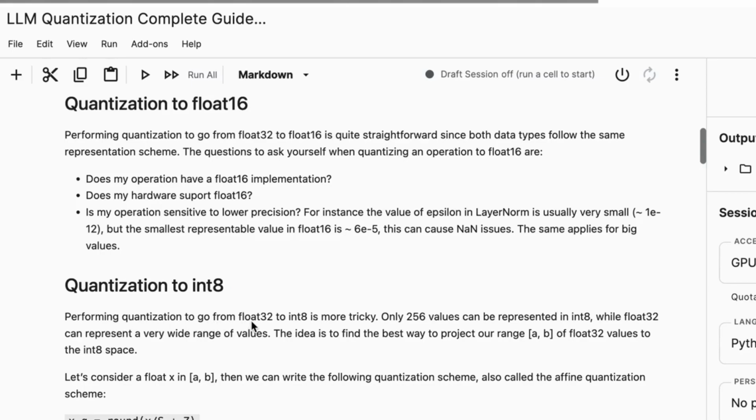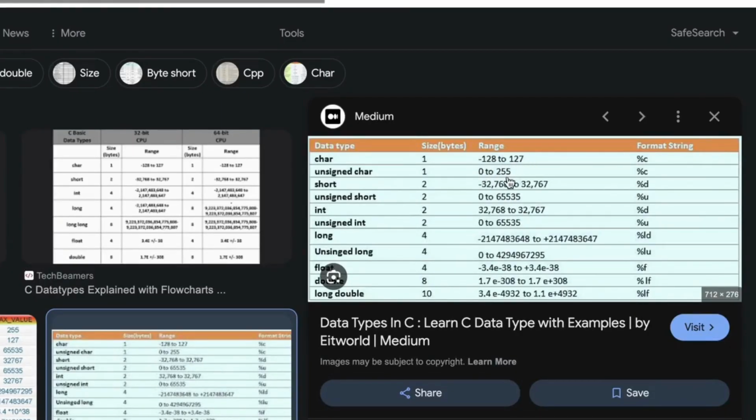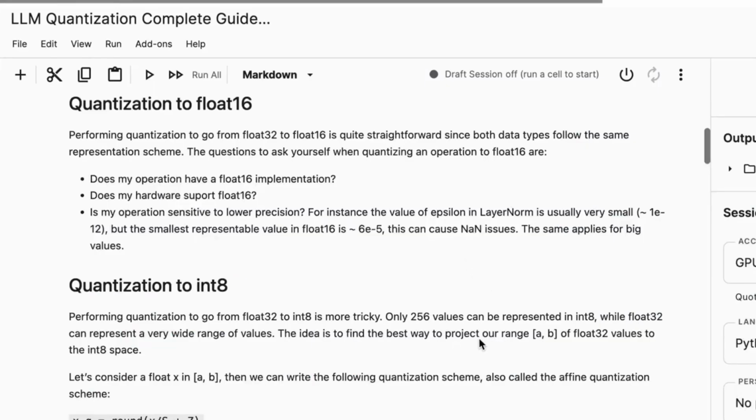Performing quantization to Int8 is very tricky, because we need to take care of this kind of range as well. As you see, the long or the double or float has a very large range. But the short range like unsigned char or short or unsigned short has a very small range. So when you are converting any value from the float to these smaller data types, you need to change its range as well. It has to be in the same range, so that things can be done.